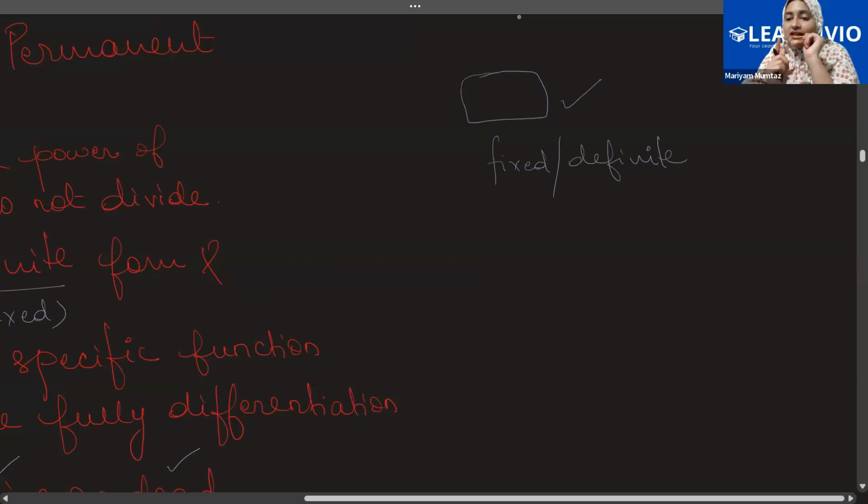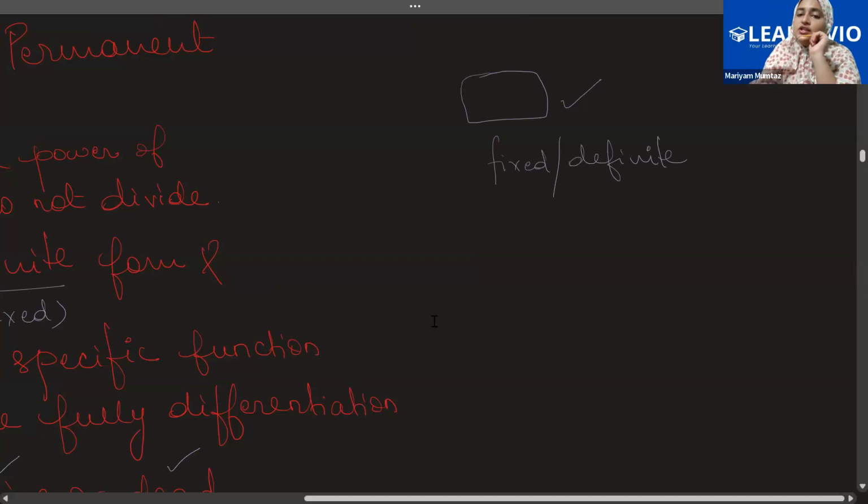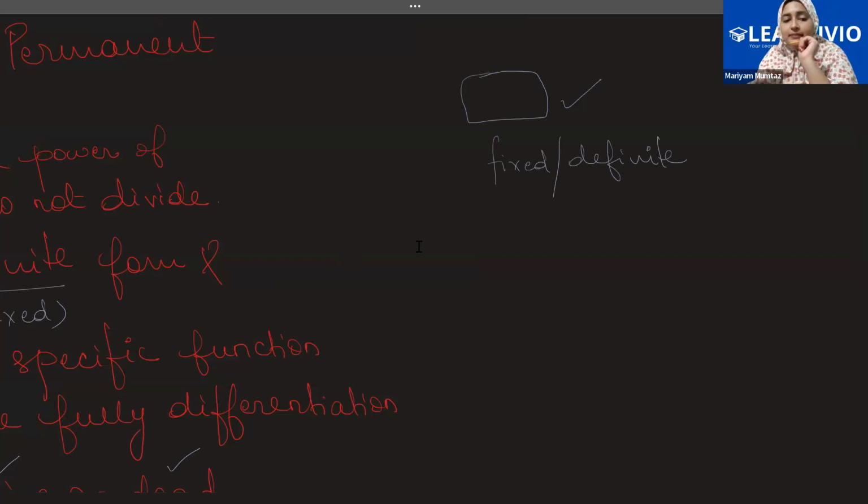But that is not the case with meristematic tissues. The meristematic tissues keep on changing according to the need of the plant. Whatever type of cell is required, they will change their form and shape into that particular type.